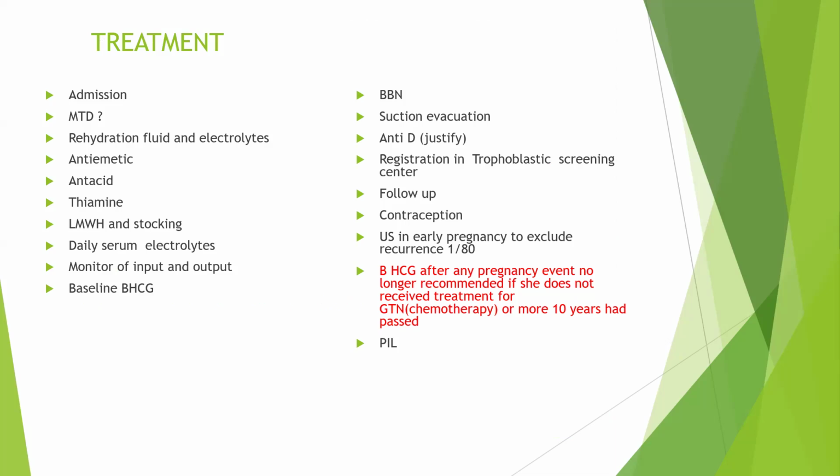Will this patient need a beta HCG later on or no? According also to the new Green Top guideline, there is no need to do beta HCG after any new pregnancy event unless the patient receives chemotherapy. Only if the patient receives chemotherapy. We don't do a pregnancy hormone after any future pregnancy unless the patient received chemotherapy. If the patient has GTN and she takes chemotherapy, now we can do the beta HCG again after any future pregnancy. But if she didn't receive it, no need to do this beta HCG or pregnancy test or pregnancy hormone.